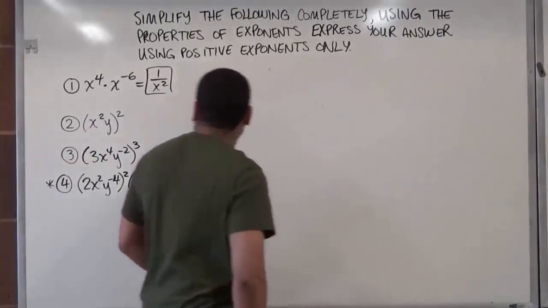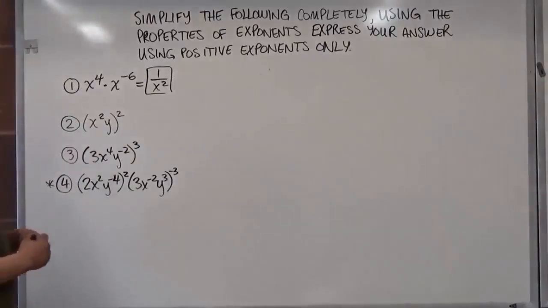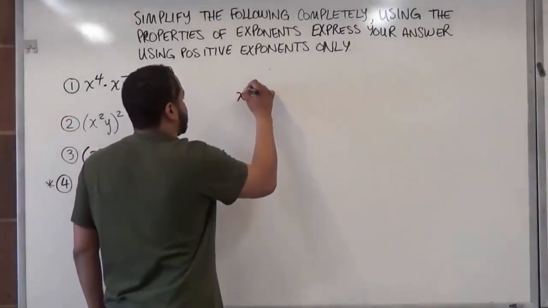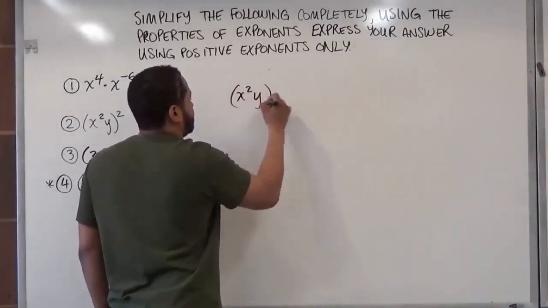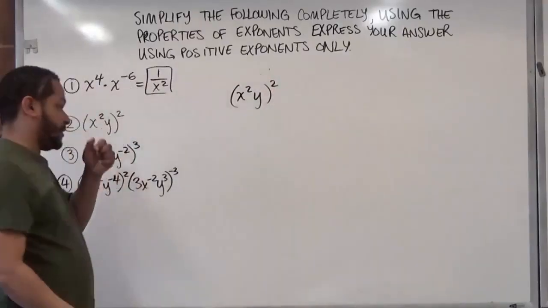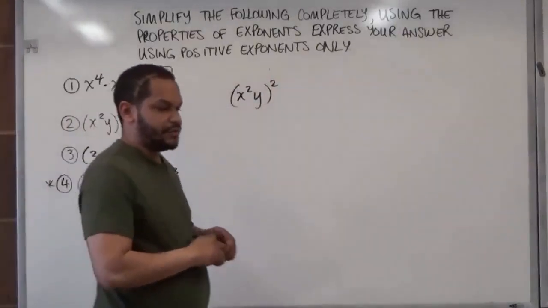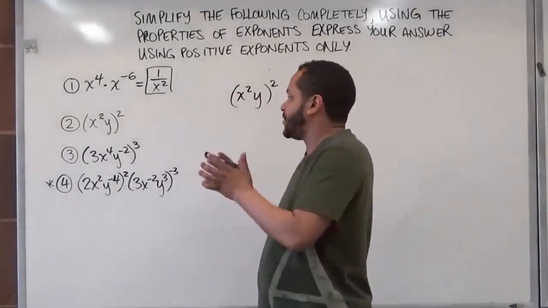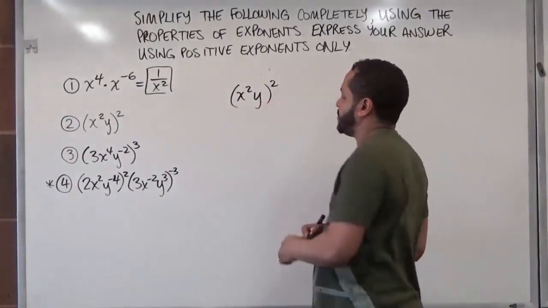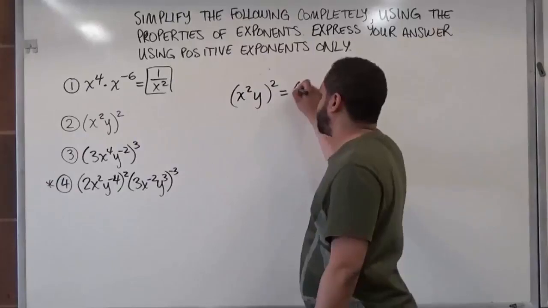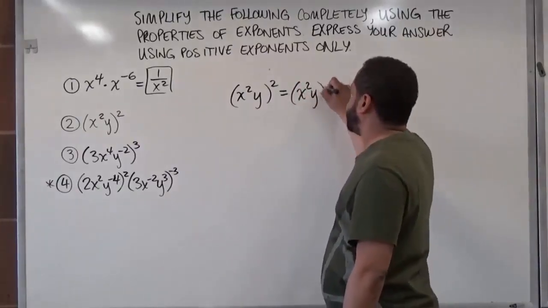So let's move on to number 2 here. Now in this one, we have a perfect square. We have x to the second power times y to the second power. Now we all know that when we have an exponent, what we do is we just expand the term by putting it as many times as the power says. So we'll be multiplying this very same thing times itself.